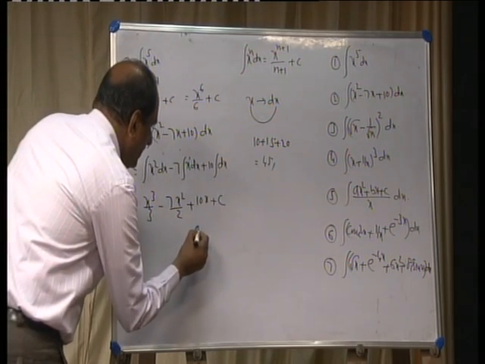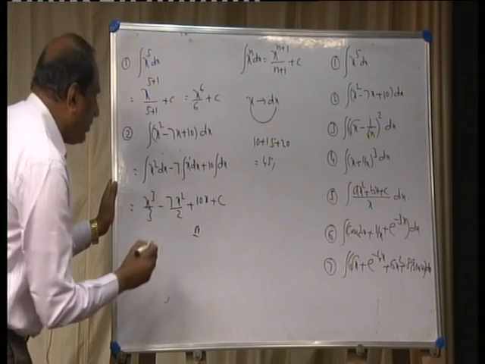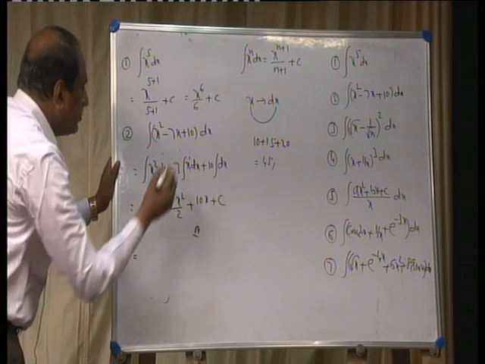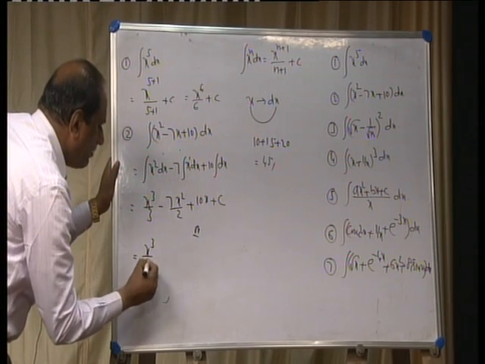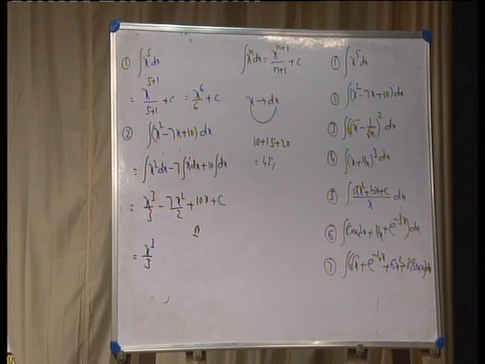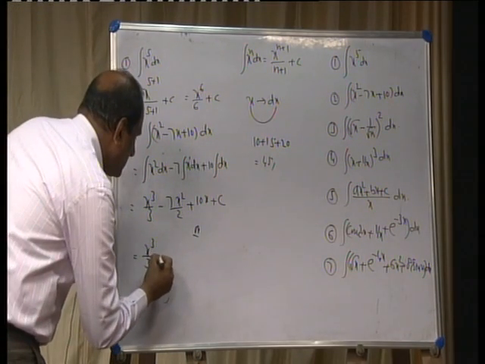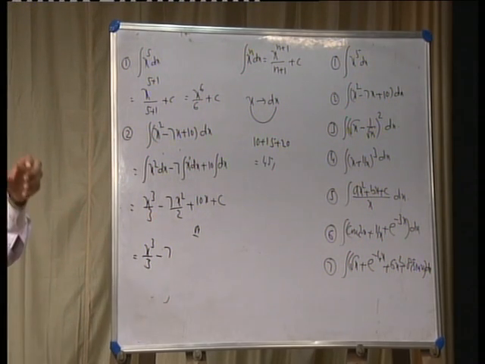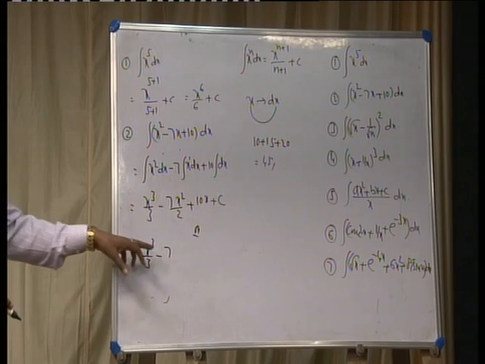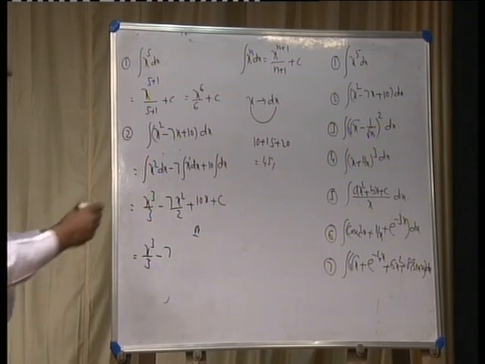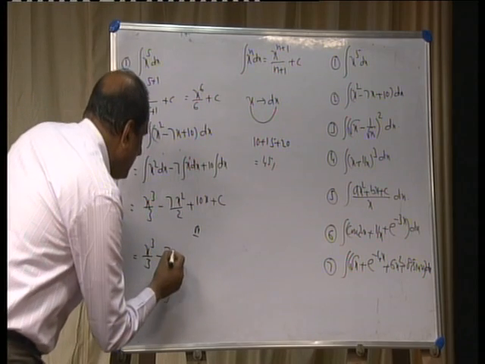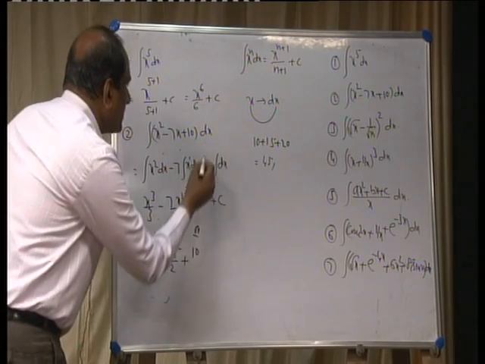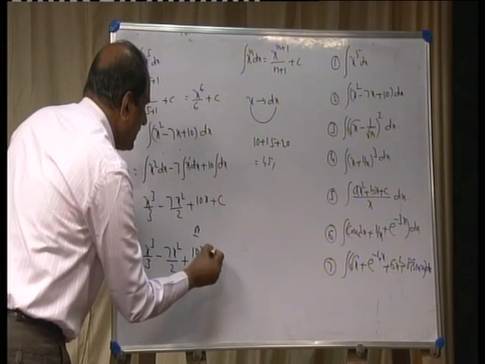Another way, we can integrate directly in only one step, that is the last step. See here, x square integration using the formula is x cube by 3. Minus 7 is a constant and x is a variable. So, only integrate the variable, keep the constant as it is. 7 is a constant, x integration is x square by 2, plus 10 is a constant, dx integration is x, 10x plus c.